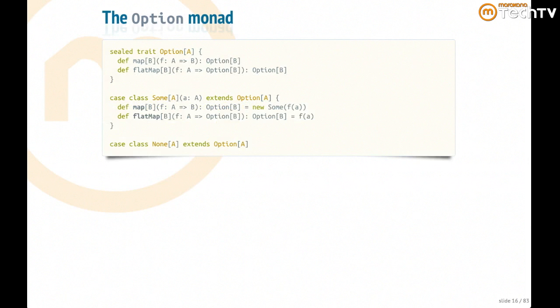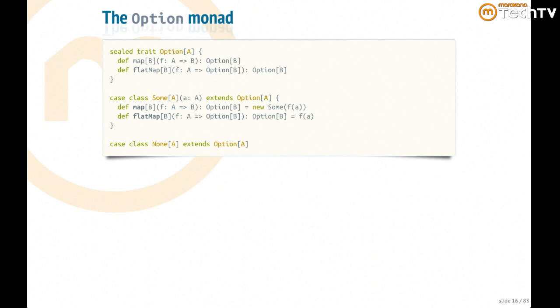So Some has the following implementation. Map basically takes a function f, applies it to the value a, and then wraps that up in a new Some. And flatMap, the implementation is even simpler. We don't have to wrap anything up. We've got our value a, and the monadic function gives us an Option of b. So we'll just apply that directly.